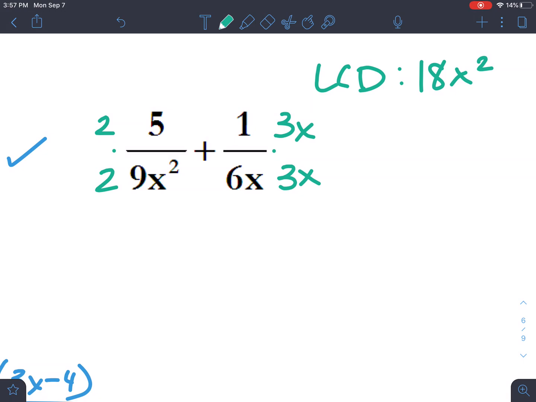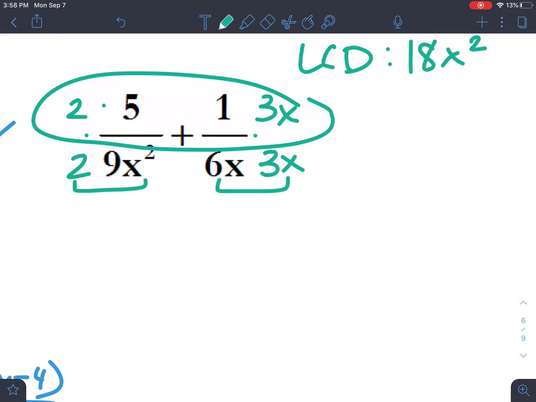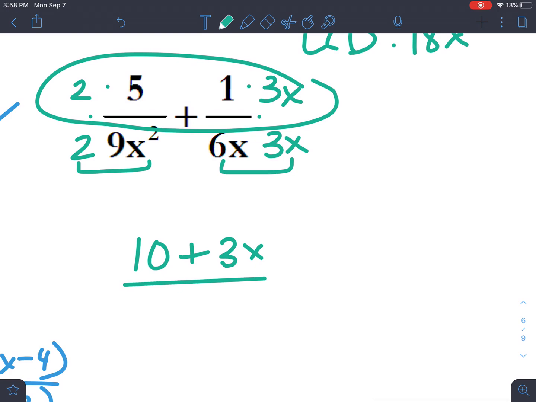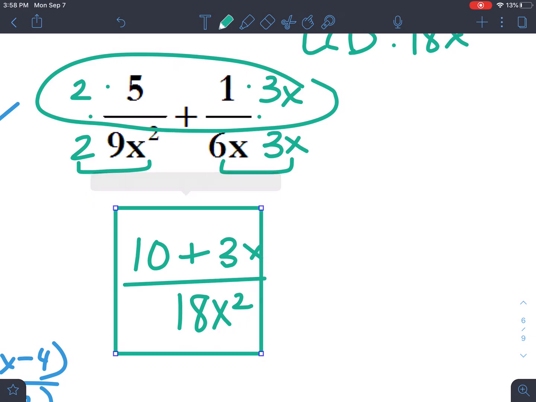So, again, once I've got my 18x squareds, I check that my denominators are the same. I loop up. I make a big loop, and I say, what's 2 times 5? 10. What's 1 times 3x? 3x. Nothing else I can really do there. And it's divided by that common denominator of 18x squared. I double check there's nothing else I can factor, and they don't all have the same common factor like a 2, and they don't. So this is actually it. Final answer. Come on, there we go.